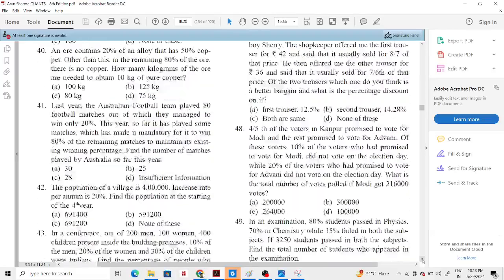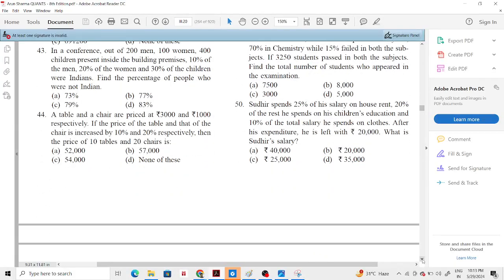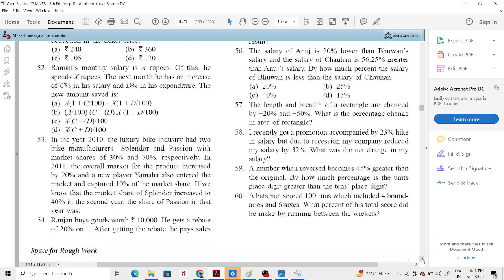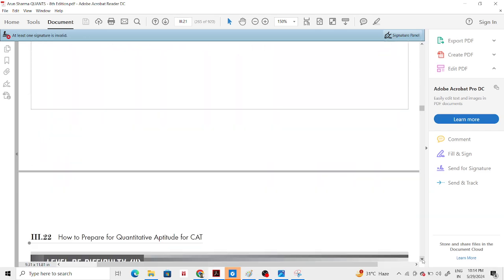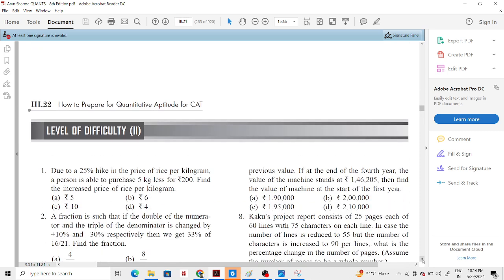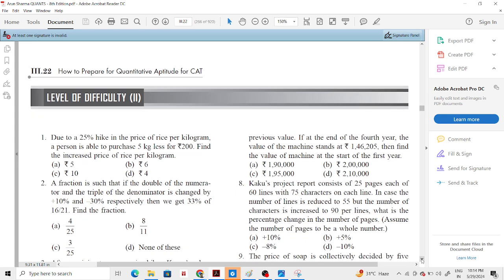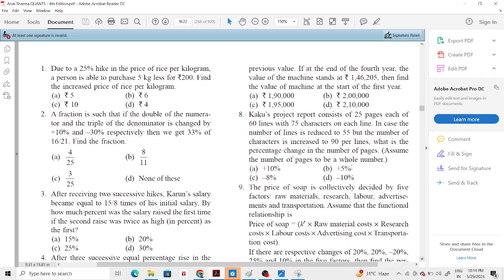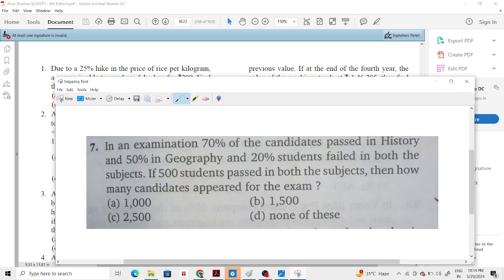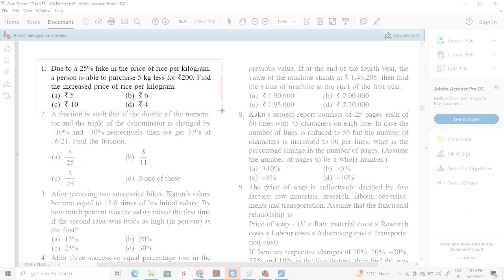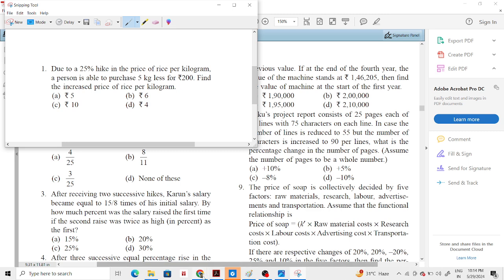Let's go to LOD 2. See, there are a lot of sums in LOD 1. You can practice it yourself, but focus on LOD 2 for you. Try out number 1. LOD 2. And we will also touch upon LOD 3.